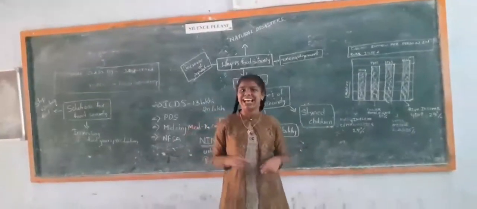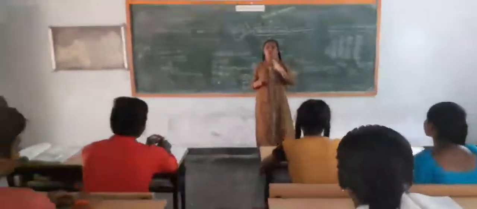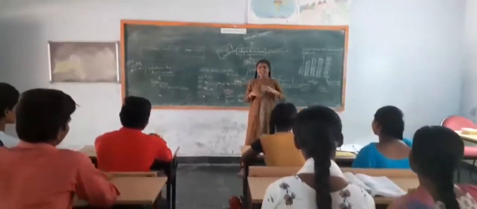And there is one more key aspect, which is called affordability. Affordability means the available and accessible food grains are within the reach of people without any social and economic difference. Let's move forward.